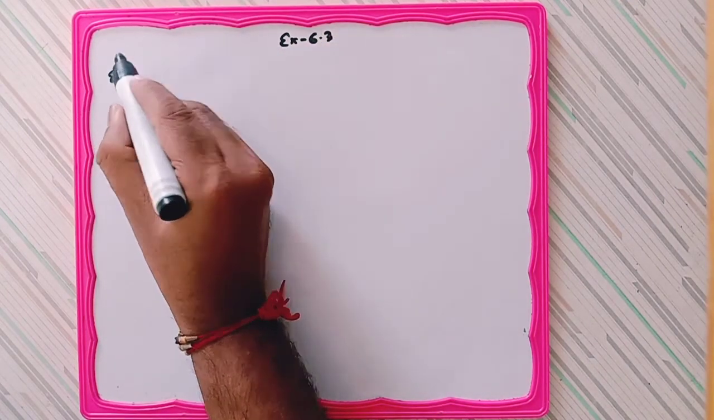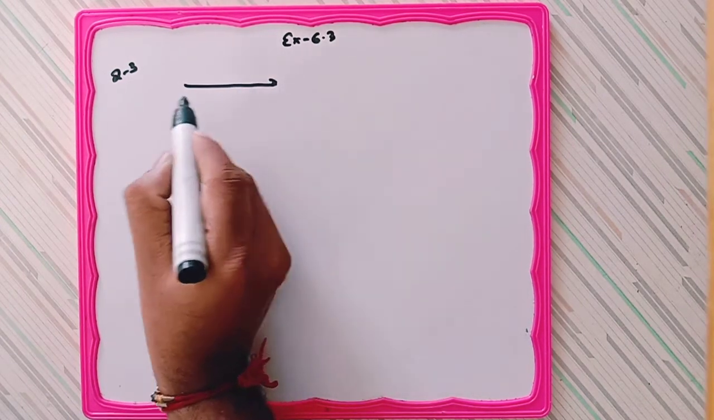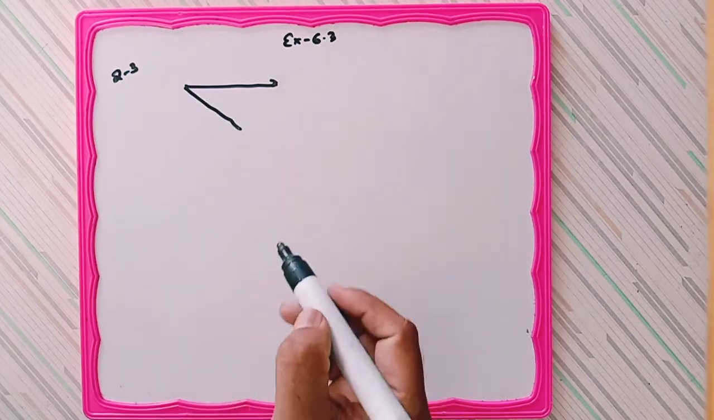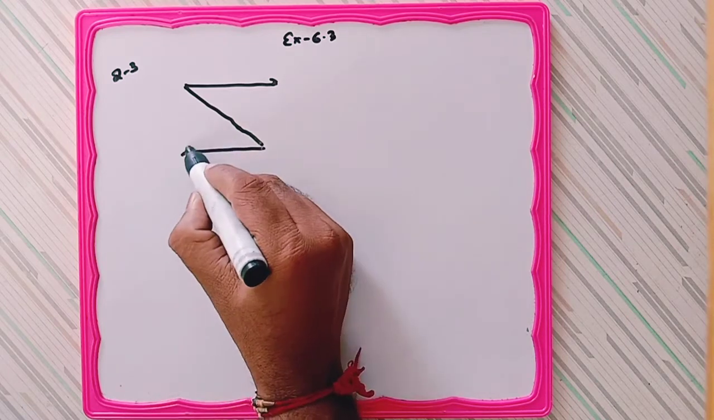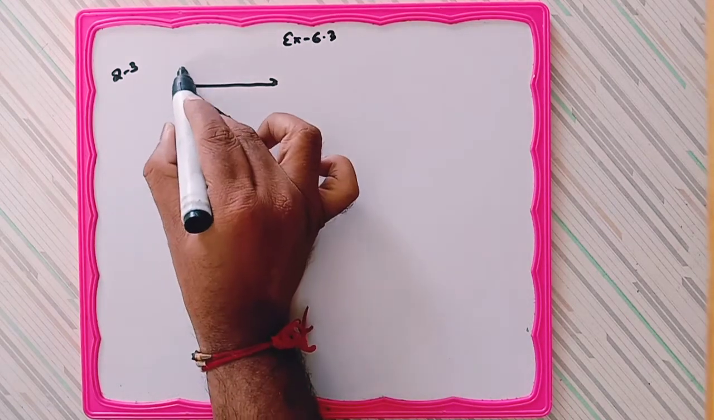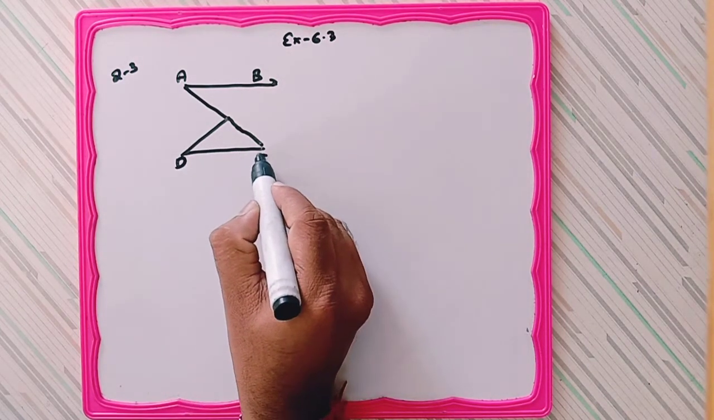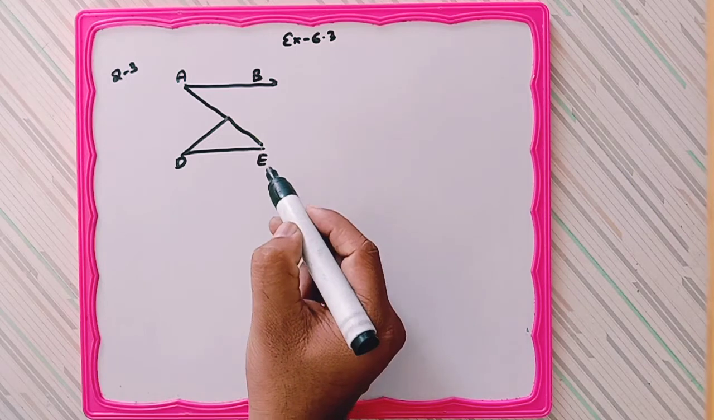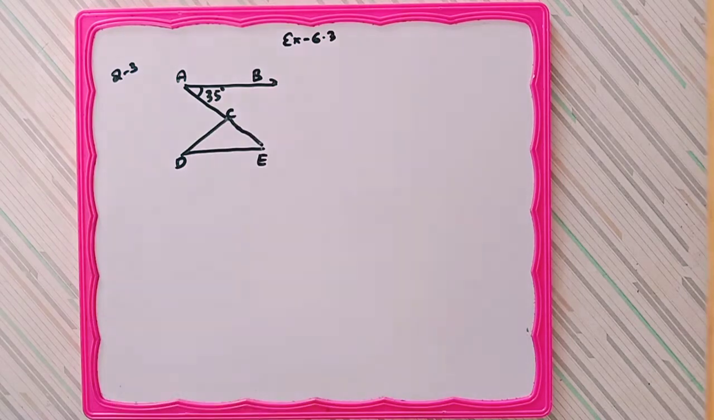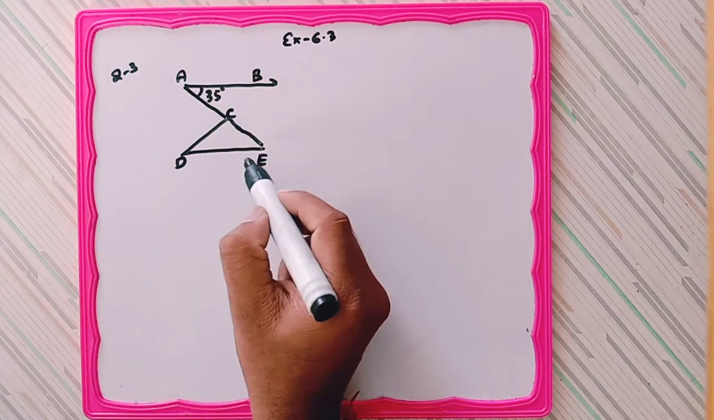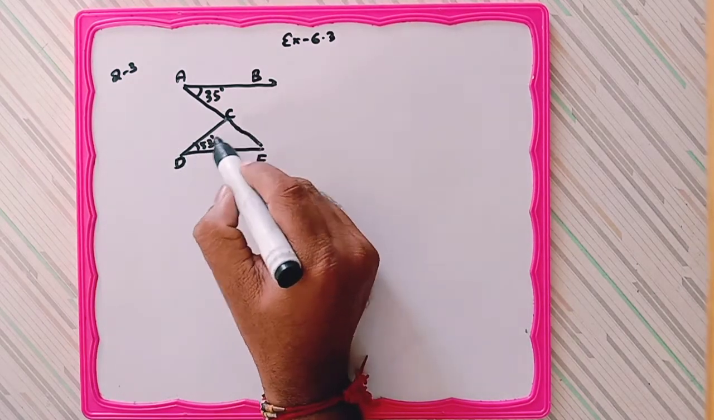Now question 3 we have, in the given diagram, AB is parallel to DE. Angle BAC is 35 degrees. Angle CDE is 53 degrees. Then find angle DCE.